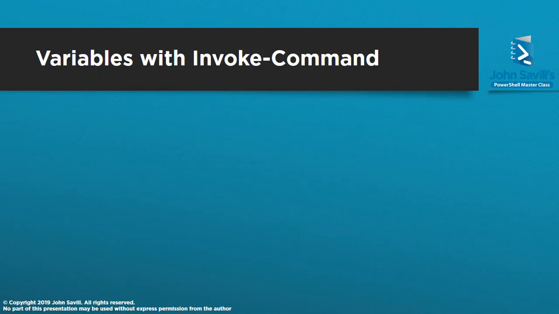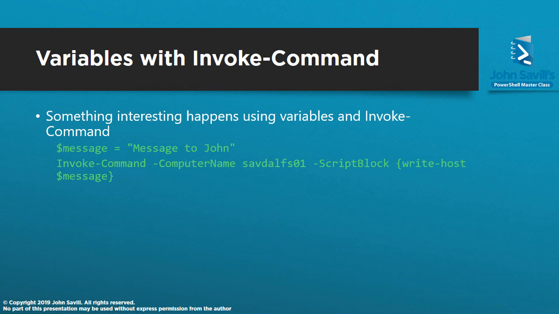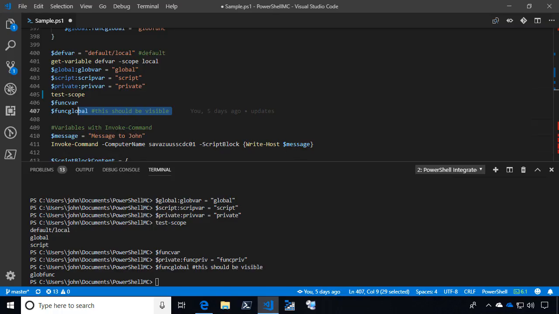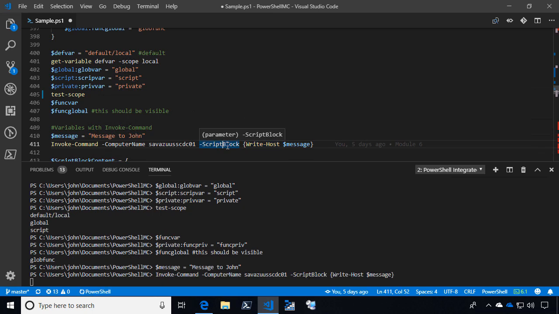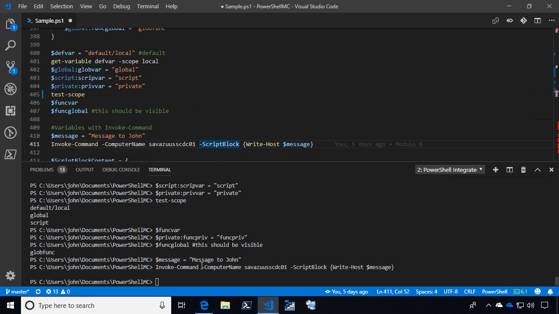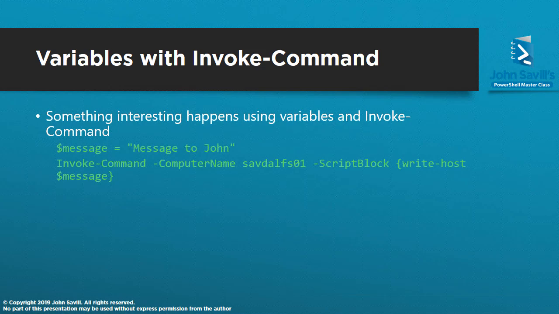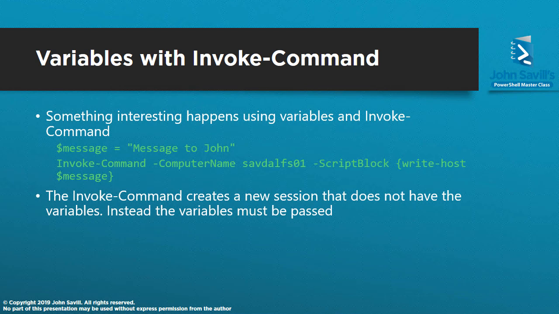Now, what about when I use Invoke-Command? Because something very interesting happens using variables and Invoke-Command. And you might guess what's happening, because when I'm using Invoke-Command, I'm running something remotely. So I'm creating a message to John. And I'm saying, well, look, write host the message. And that would seem to be okay. So if I tried that over here, message to John, and then run it against that remote machine, nothing. And the problem is, when I run Invoke-Command, it creates a new session.